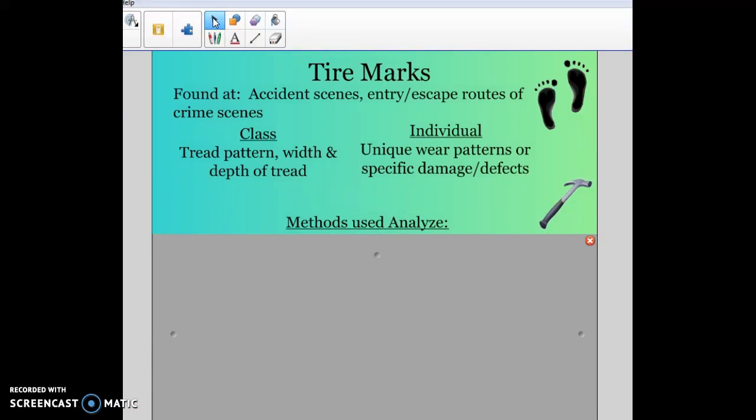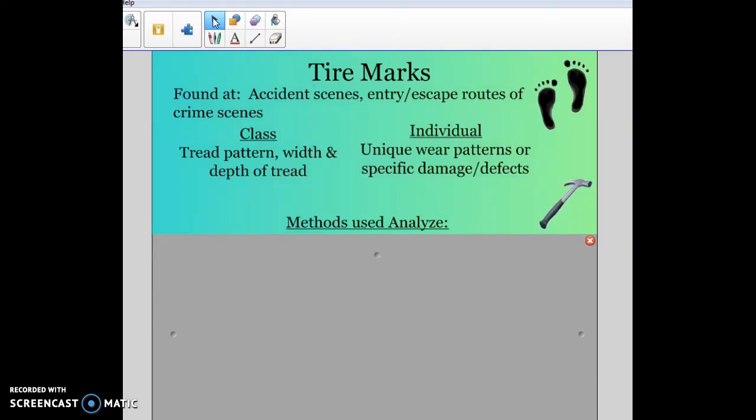The next set of impression evidence that we're going to look at are tire tracks. Tire tracks are often found on accident sites. That's probably the biggest location for tire marks, is they analyze them in accident sites, trying to figure out, did somebody stop here, who was involved, so on and so forth. And then occasionally entry and exit routes of crime scenes as well.